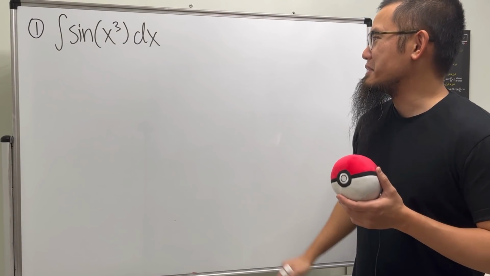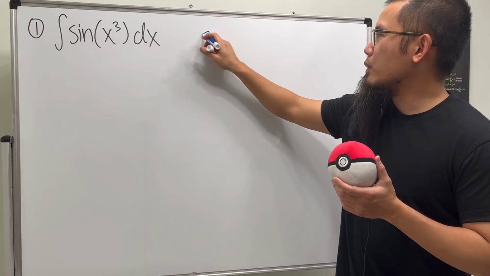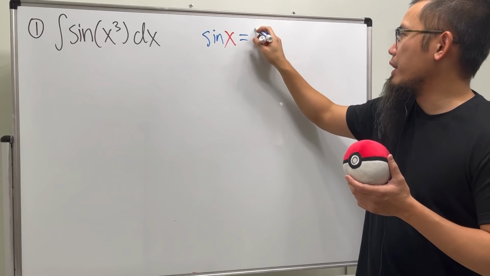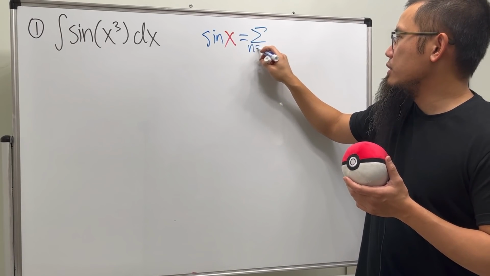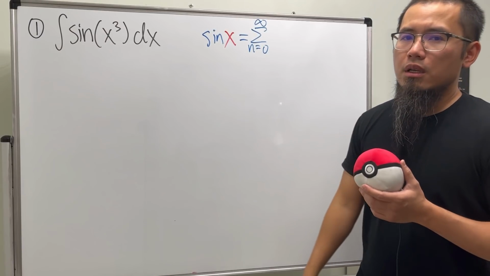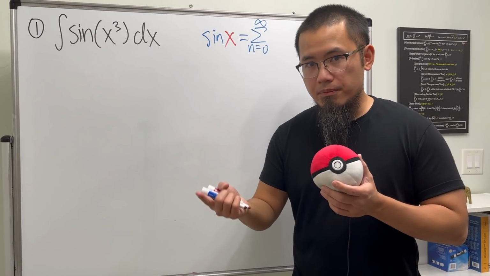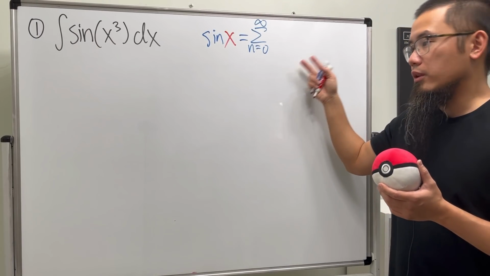So have a look on the side. Of course, we need to know the power series for sine of x. And let me show you guys how to remember this right here. Here, of course, you have the series and n goes from 0 to infinity. First off, we have to know that sine is an odd function. So you are going to see the odd factorial and also the odd power.